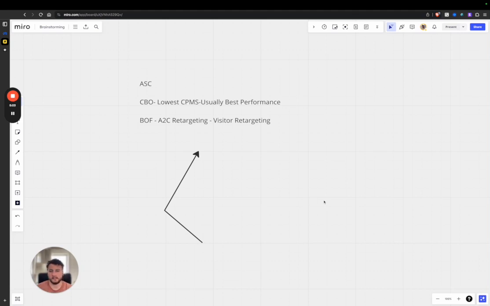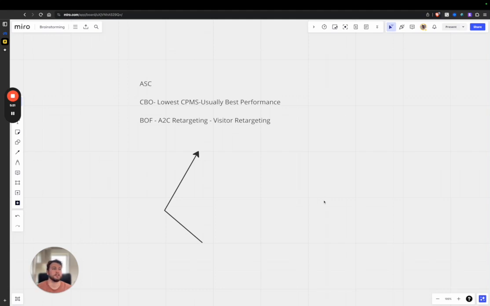Another is just testing by placement, so running reels and statics in their own campaigns or ad sets, depending if you're using ABO or CBO, letting those compete against each other. Same thing for ASC, a testing ASC and a scaling ASC, very, very similar. So a lot of different structures here.